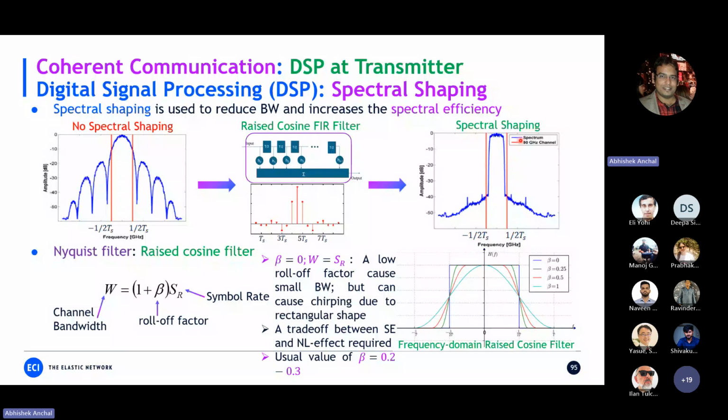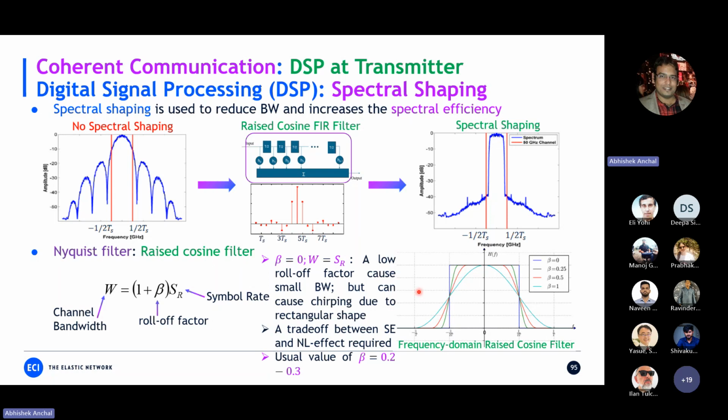Now, this spectral shape depends upon what kind of filter you choose. We usually use a raised cosine filter, and the generated channel bandwidth is equal to 1 plus beta times the symbol rate. The beta is called the roll-off factor. It defines how the edges are. If edges are very sharp, this means beta is 0. If edges are smooth, then beta has some value. If beta is 0, the edges are very sharp, so it's rectangular. And a sharp function means the performance in terms of nonlinearity is very bad, because it creates a chirping effect. So usually beta is not taken as 0, so it's not rectangular but a certain shape.